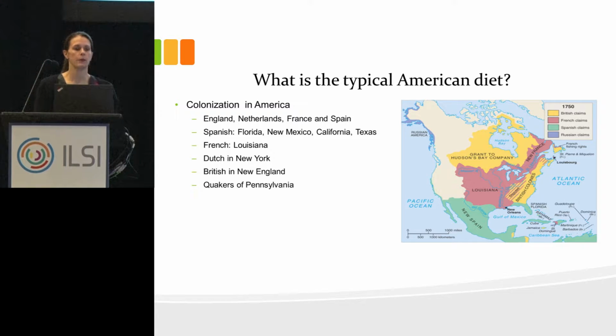So, what is the typical American diet? Originally, eating patterns in the United States were largely influenced by the cuisine of its early settlers. To this day, there are still distinct eating patterns in the U.S. based on this map that was developed in 1750, such as the Cajun and Creole influence in Louisiana, the Spanish influence in the Southwest, and since I'm from Pennsylvania, I have to talk about the Quaker influence there.